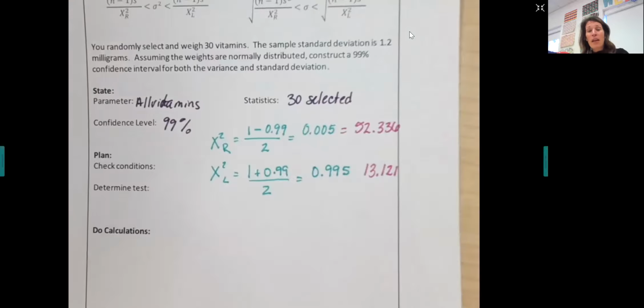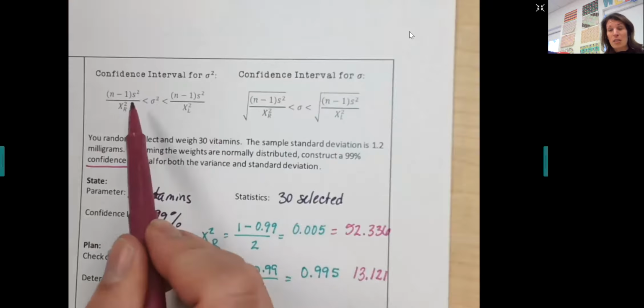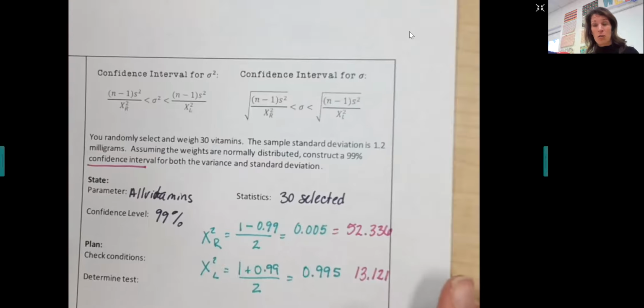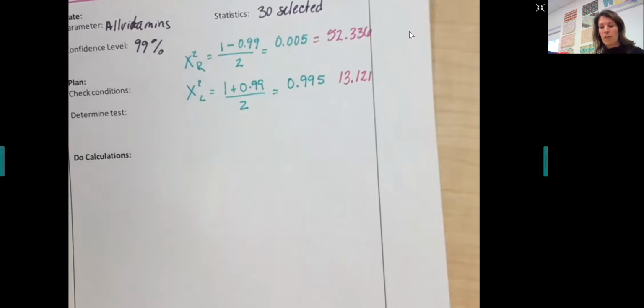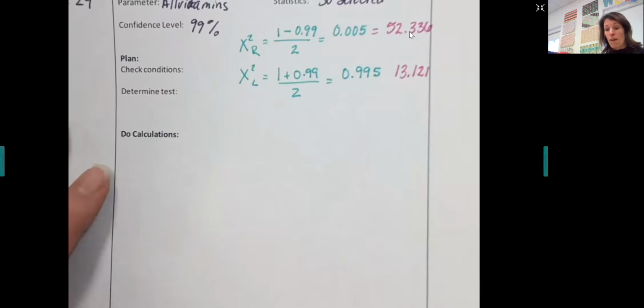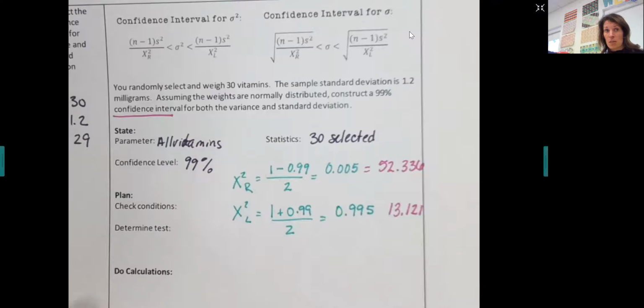All right, now that I've done those calculations, it is asking me to find the confidence interval. That's what these are. Notice it's an interval. It's a group of numbers. We're going to find our standard deviation or our variance in between those two numbers. Find the confidence interval for both variance and standard deviation. So let's start with variance. Variance, I know because it's the sigma squared.